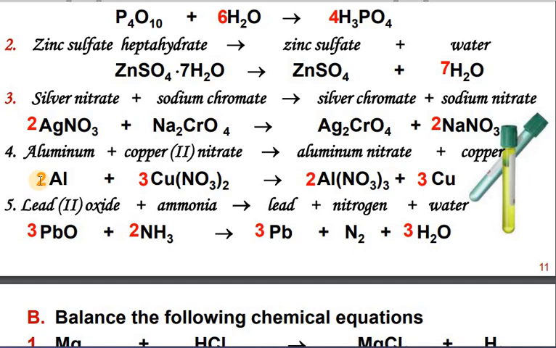This method is known as the hit and try method. There is no hard and fast rule that you have to do it this way only. That method is known as the hit and try method. So now here, see, we don't have 3 here, we don't have 2, 3, we don't have anything.